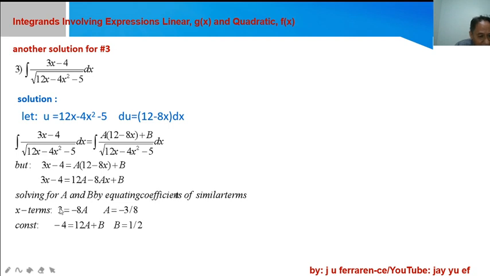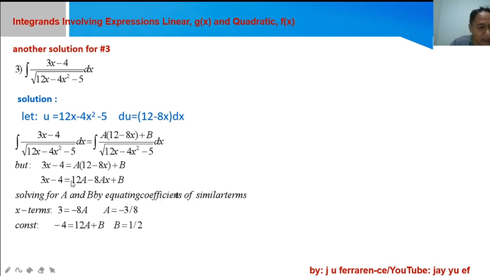I copy that one, which is equal to an x term found at the right. The coefficient of that x term is minus 8a. Correct? So I can solve for a right here. What is my a? From this equation, you divide 3 by minus 8, so I have minus 3/8.